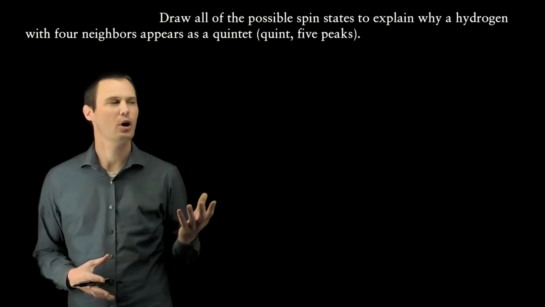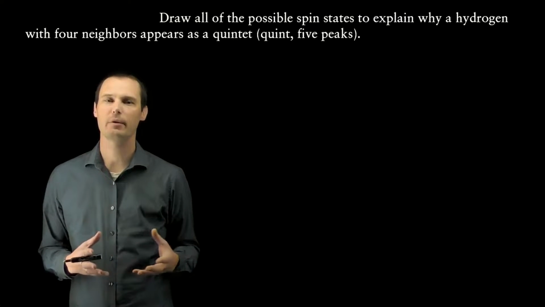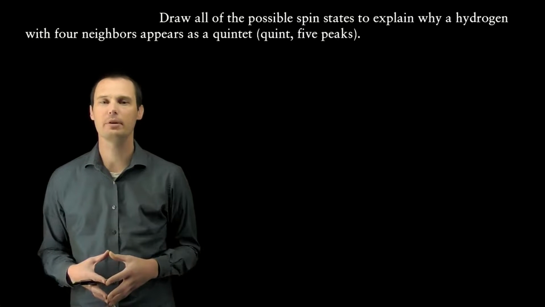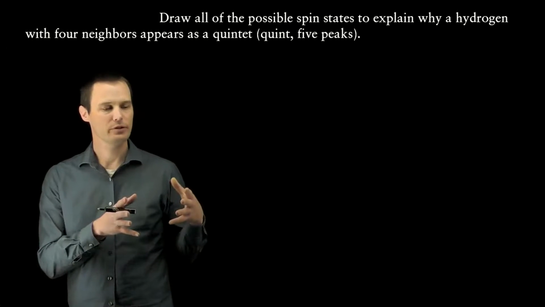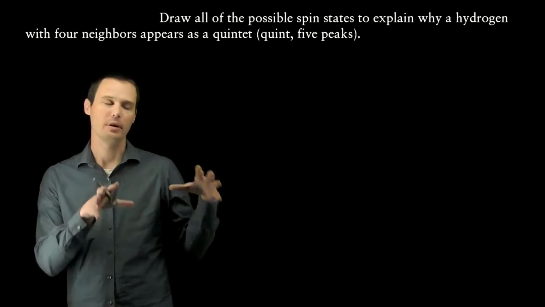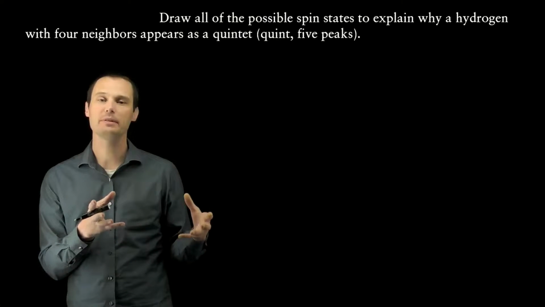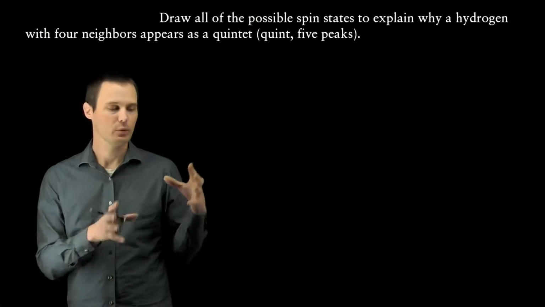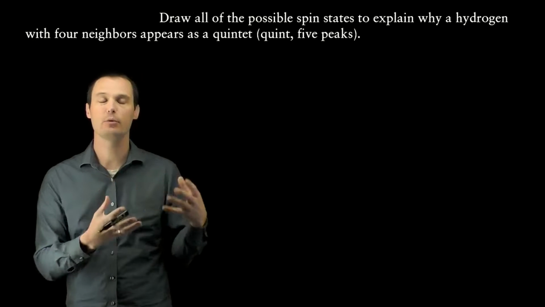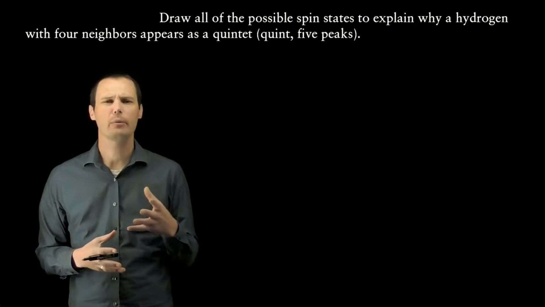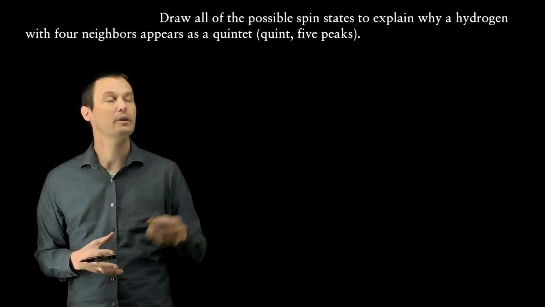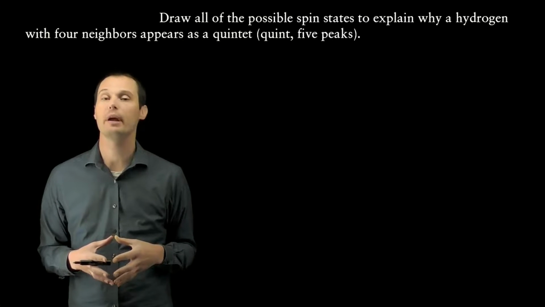This assessment asks us to draw all possible spin states that would explain why a hydrogen with 4 neighbors would appear as a quintet. For a hydrogen to appear as a quintet, that means it has 4 neighbors. Those 4 neighbors will have random spin states, either spin up or spin down. So we'll have a collection of 4 spin states. Some will be spin up and some will be spin down. How are we going to use that knowledge to determine that this 4 neighbor system will be a quintet?